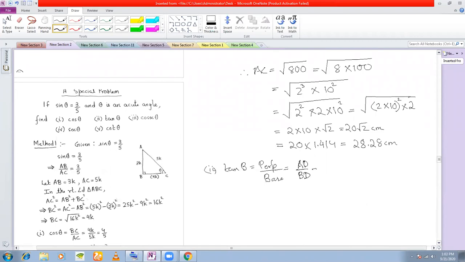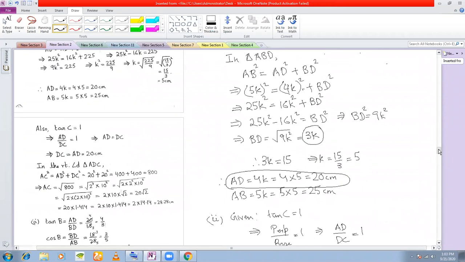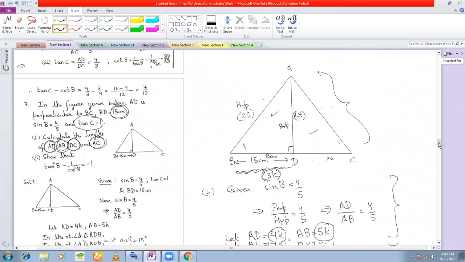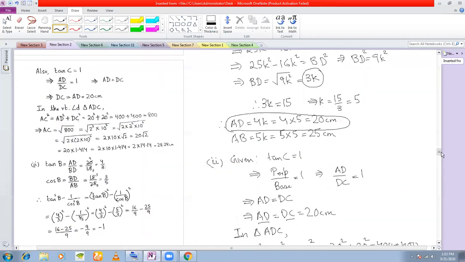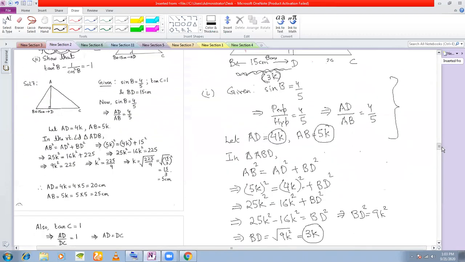AD by BD. And what is AD here? The length of AD is 20, length of BD is 15. So this is 20 by 15, which is 4 by 3. Now how about cos B? Because we have to find out the value of tan square B minus 1 by cos square B. So let us find out cos B also.